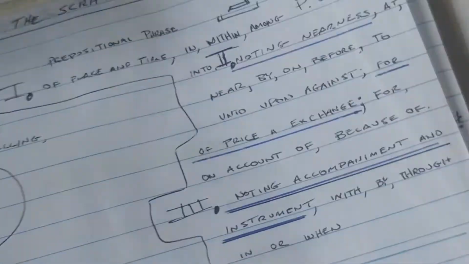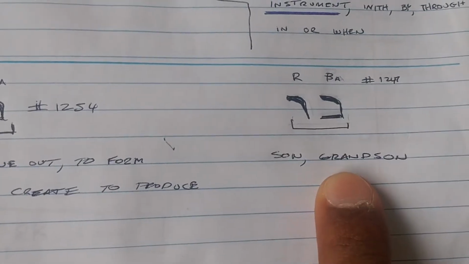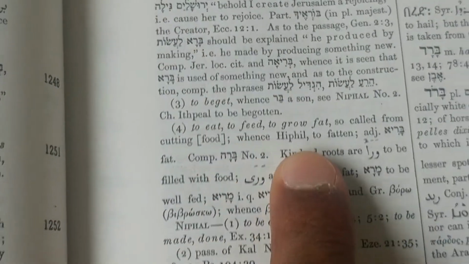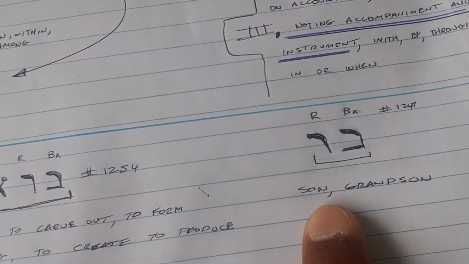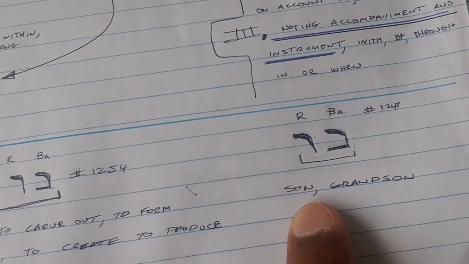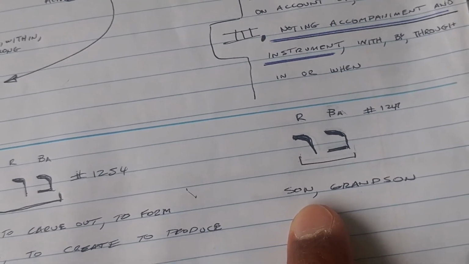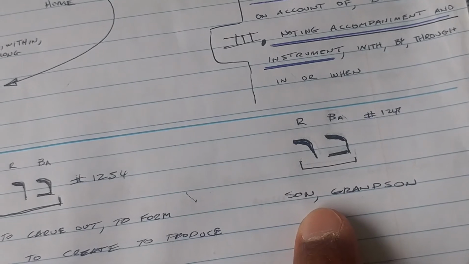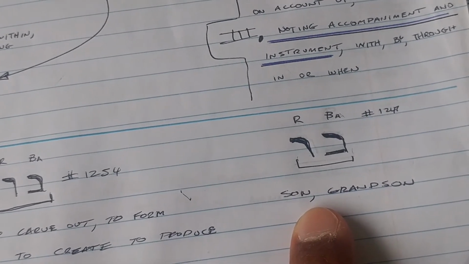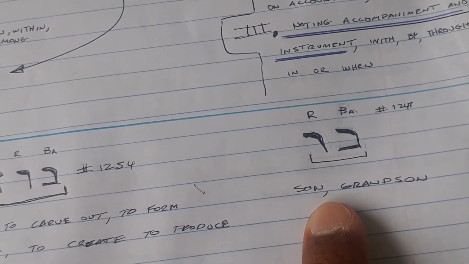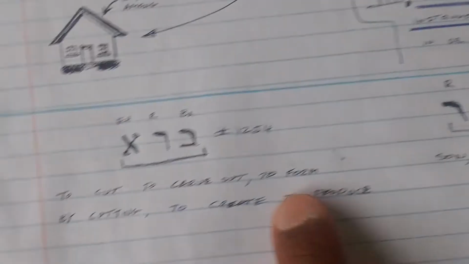Now let's break this down some more. Bar means son and grandson. Bare means to eat, to feed, to grow fat. He created Adam in the garden, and Adam was his son. His grandsons were Cain, Abel, and Seth. The first thing when a child is born in the delivery room, the first thing you do for that child is you feed them. Okay?